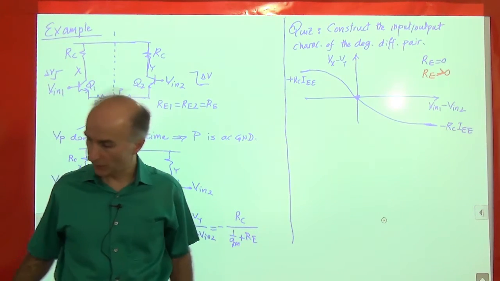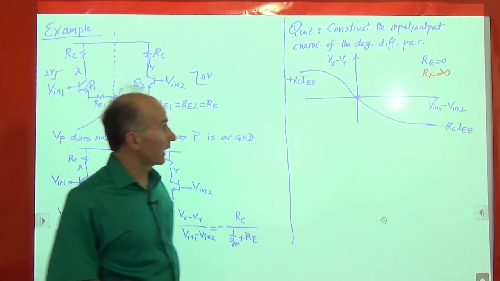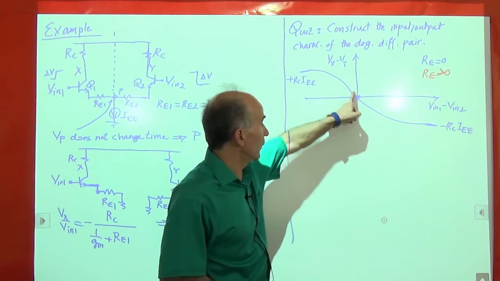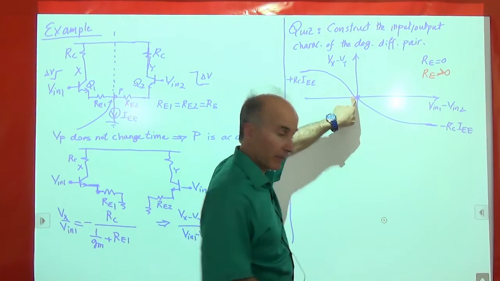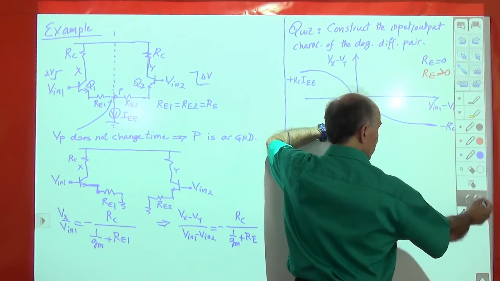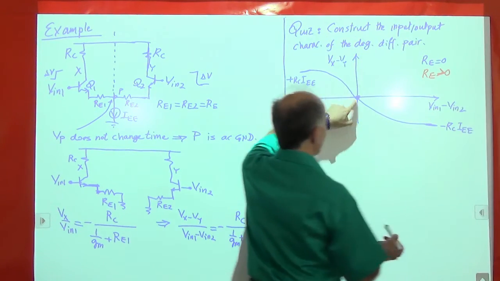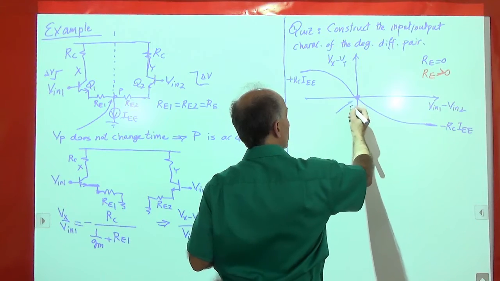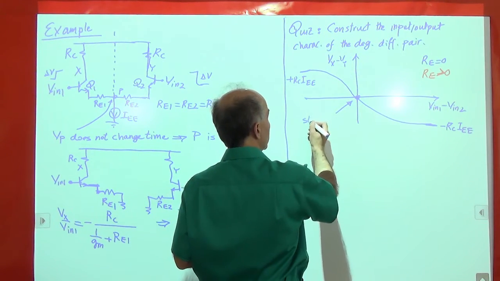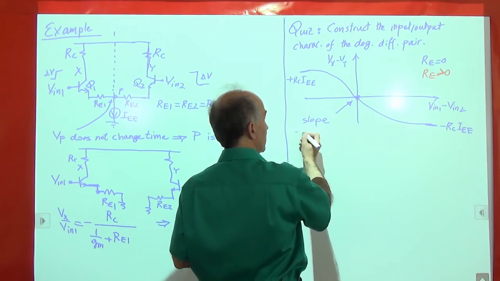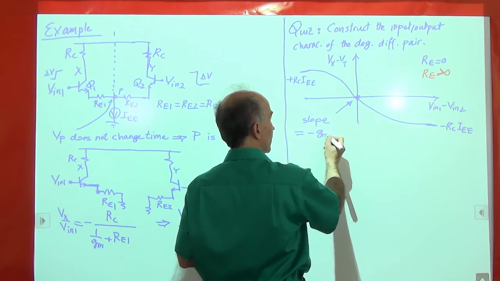Okay, so what do you think? Well, let's look at the slope in the vicinity of 0. The blue slope is how much? So let me go back to blue. The blue slope is the gain that we found without emitter degeneration. So slope, meaning the gain, was minus GMRC.